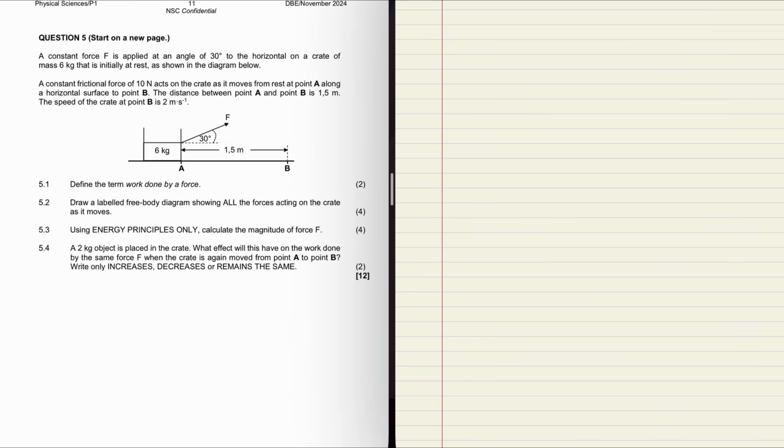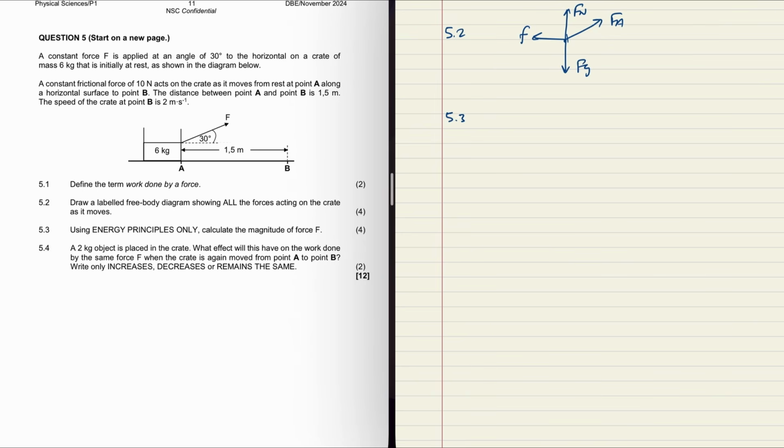Question 5.2 says, draw a labeled free body diagram showing all the forces acting on the crate as it moves. Now, as it moves, it's going to experience a force of gravity, a force applied, a normal force, and friction.